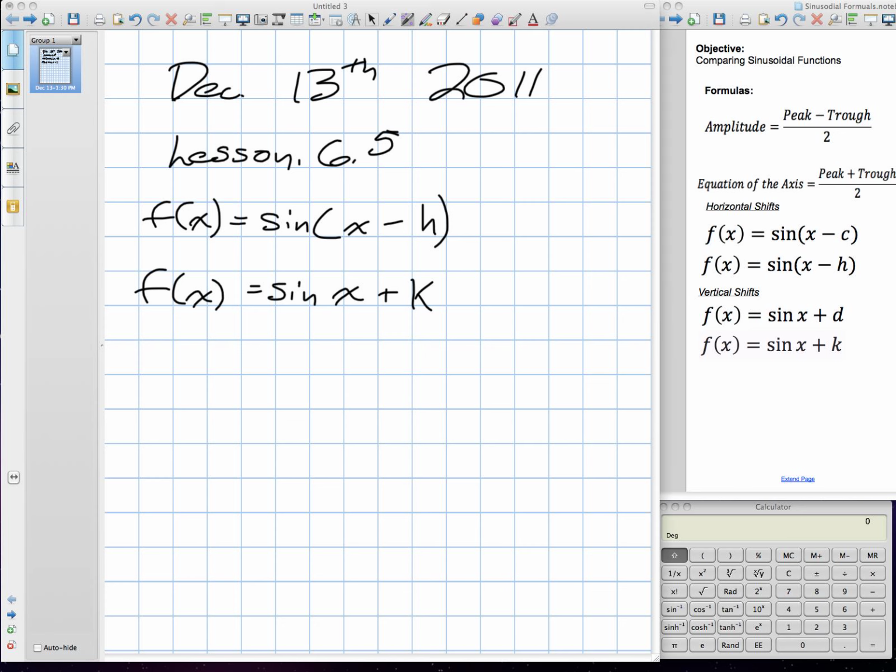Today is December 13th, 2011. We're on lesson 6.5. We're transforming the sine function. So that wave we've been working with that looks like this, we're going to be moving it around the graph.